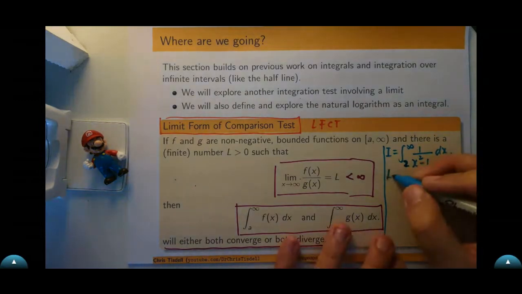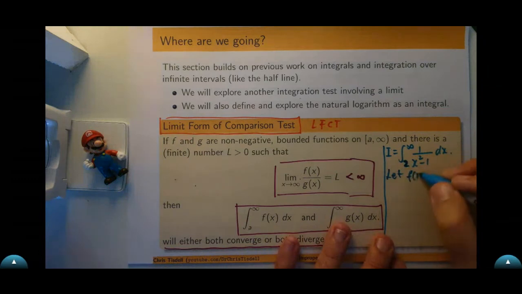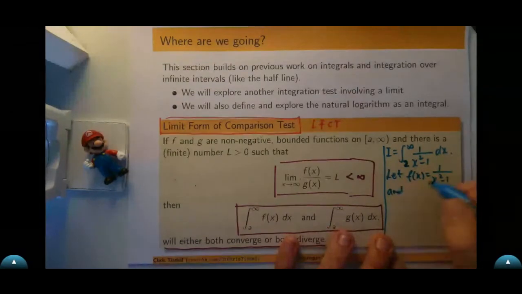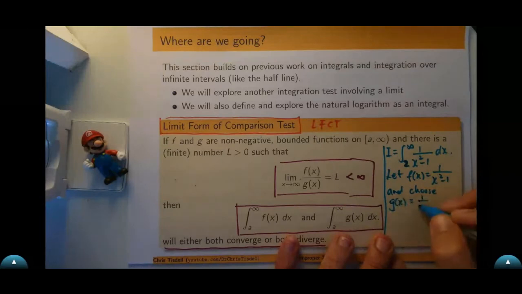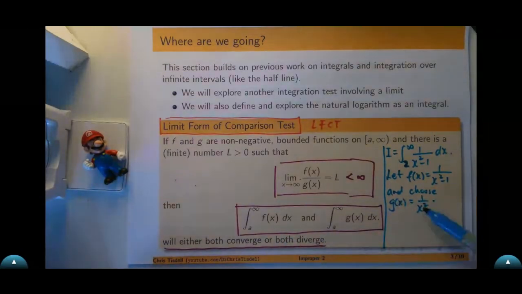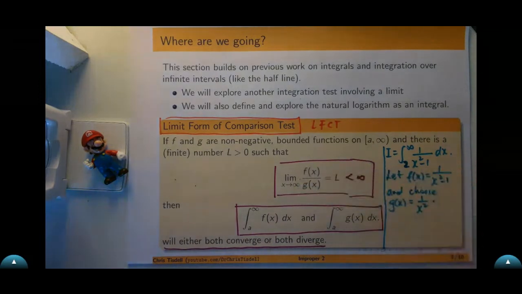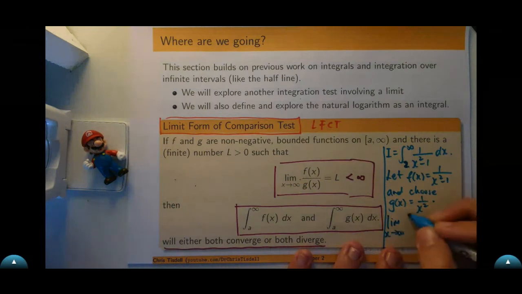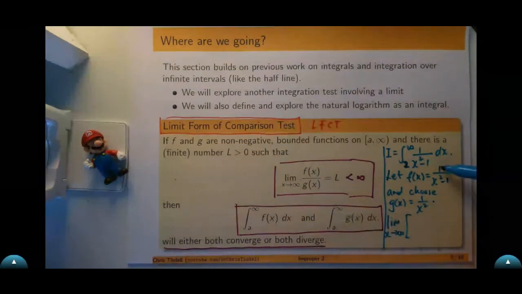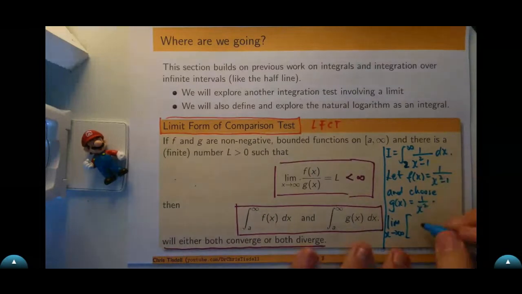So let f of x equal this, and choose g of x to be this. Now the integral of this converges because it's a p series with p equals 2. Let's have a look at this. So the f over the g is going to be that divided by that. If I simplify that, I'll get this.